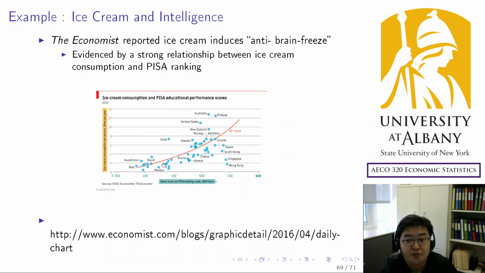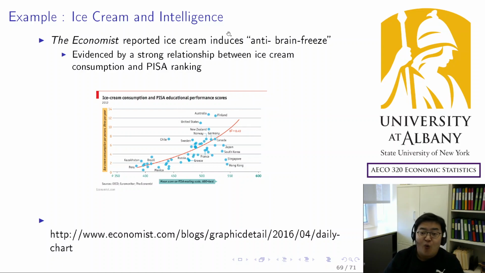Surprising. The higher reading score is associated with larger ice cream consumption. You can find a real column about this research result from the Economist webpage. Isn't it surprising? Would you consume more ice cream?